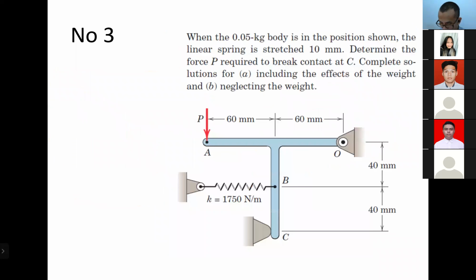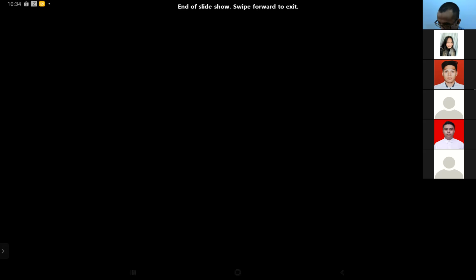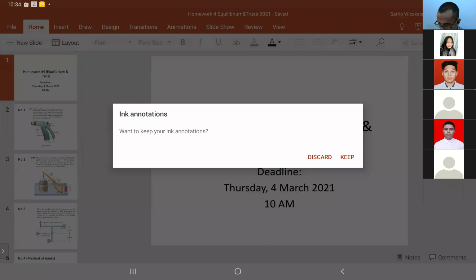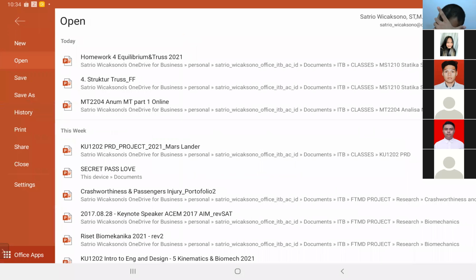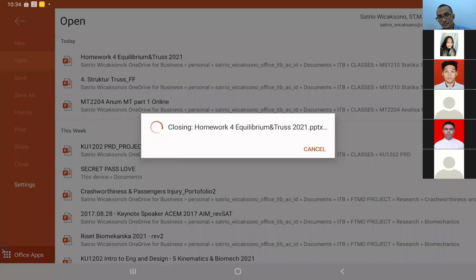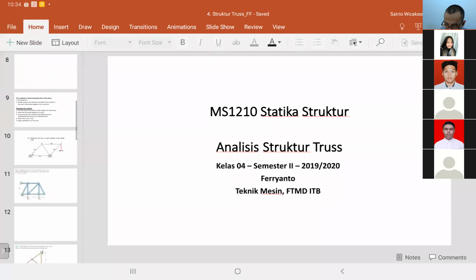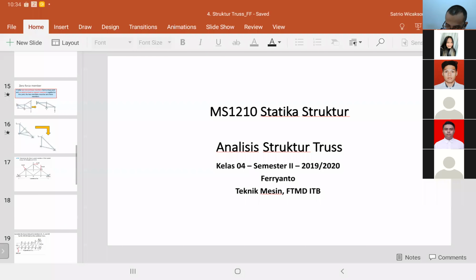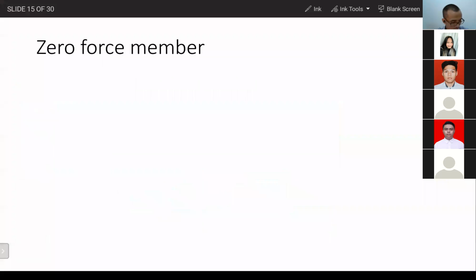Okay, then in that case, let's return back to the previous discussion, just like what Azar wanted to ask just now. This is the thing that we will discuss today: zero force member.